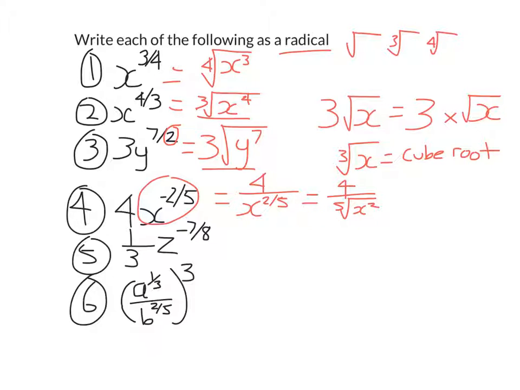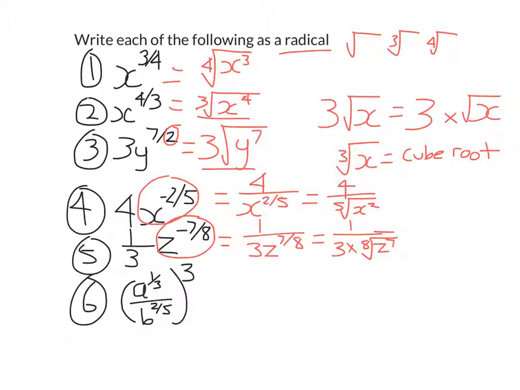Let's look at the next one. So we still have our 1/3, and we write this thing with a negative power on the bottom of the fraction, but change the power to positive. So we know that z to the power of 7 over 8, so that's 8th root of z to the power of 7, and we're done.